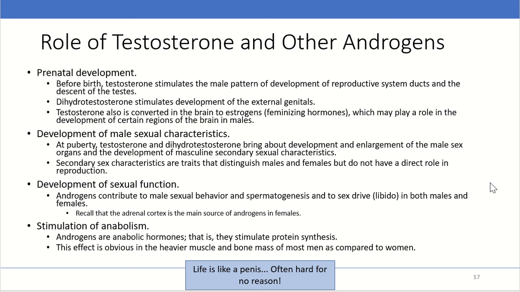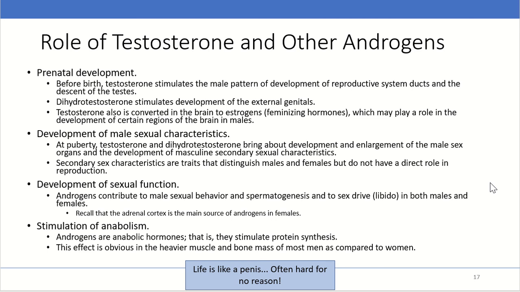The testosterone and other androgens are also going to be very important for the development of sexual function. So androgens are going to contribute to male sexual behavior, as well as spermatogenesis, as well as sex drive or libido in both males and females. So you should remember from previous lectures that the adrenal cortex is going to be the main source of androgens in females, since obviously they don't have testicles to be producing this testosterone.